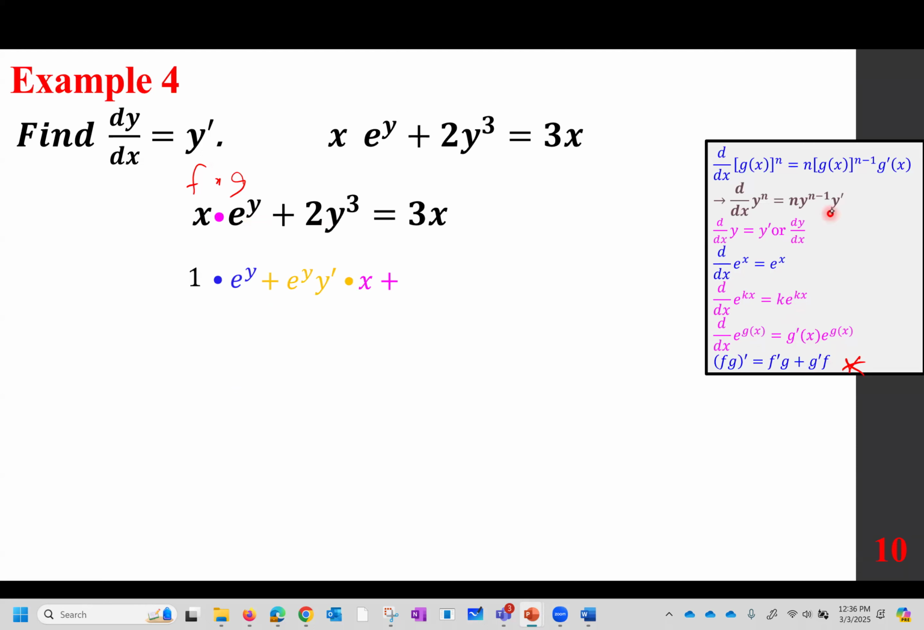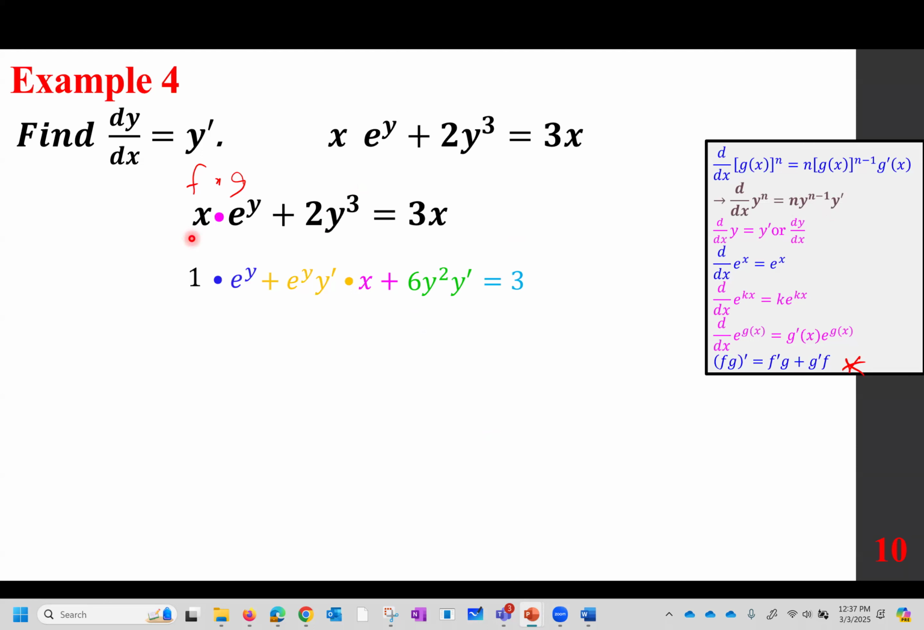And now 2y cubed. We follow this format, the extended power rule, 2 times 3, 6, y squared y prime. We are following that. And of course, 3x gives us 3. Done with calculus. We are going to finish the job by taking our algebraic steps as follows.